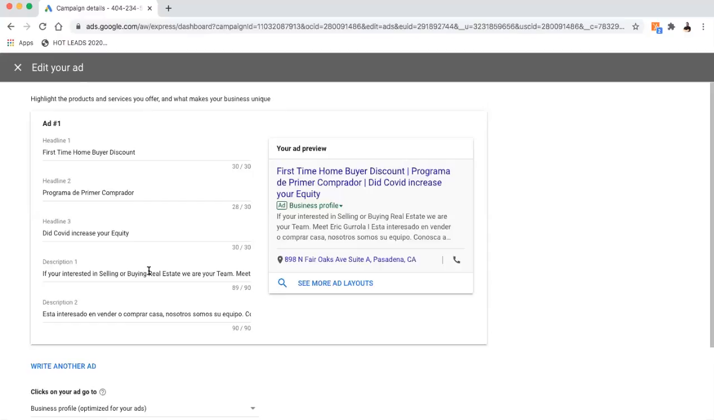So first headline is first-time homebuyer program. The second headline that we have right now is Programa de primer comprador. Yeah, but we're going to remove that. We're going to now swap in the other one, did COVID increase your equity, right? Okay. And then now we got to come up with a third headline. So the third headline is going to be real estate related.